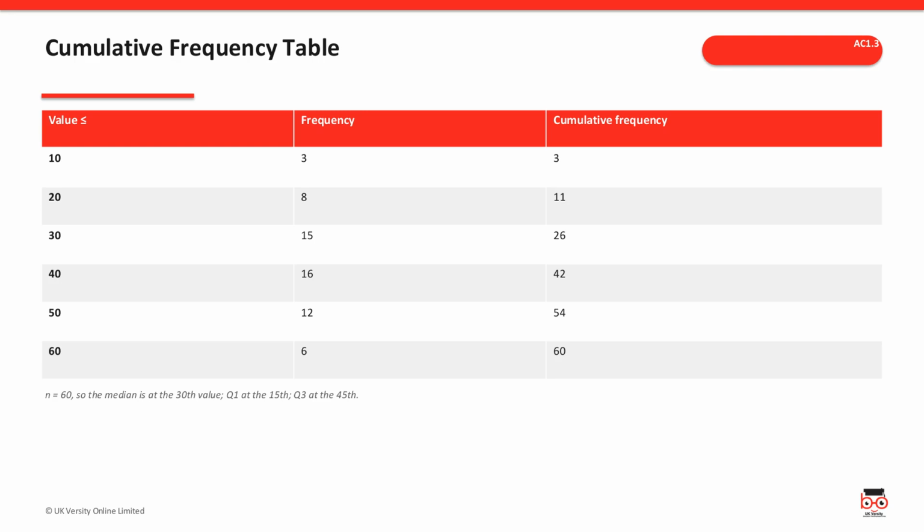With 60 values, the median sits at the 30th, the lower quartile at the 15th, and the upper quartile at the 45th. Those positions are what we'll hunt for on the curve.